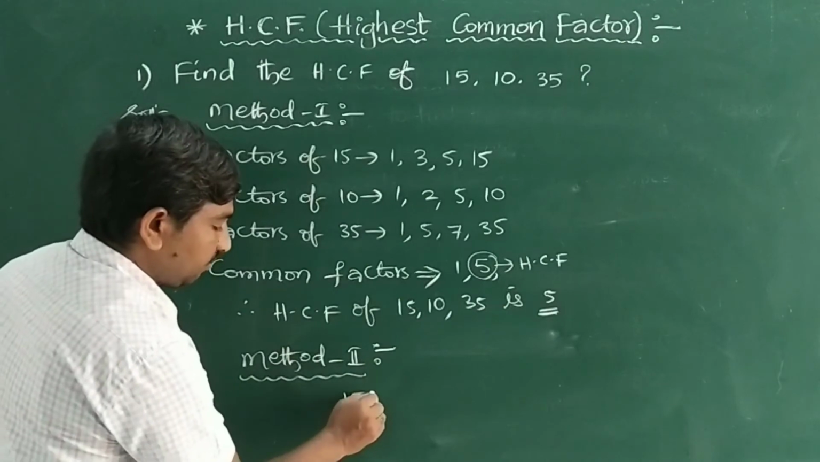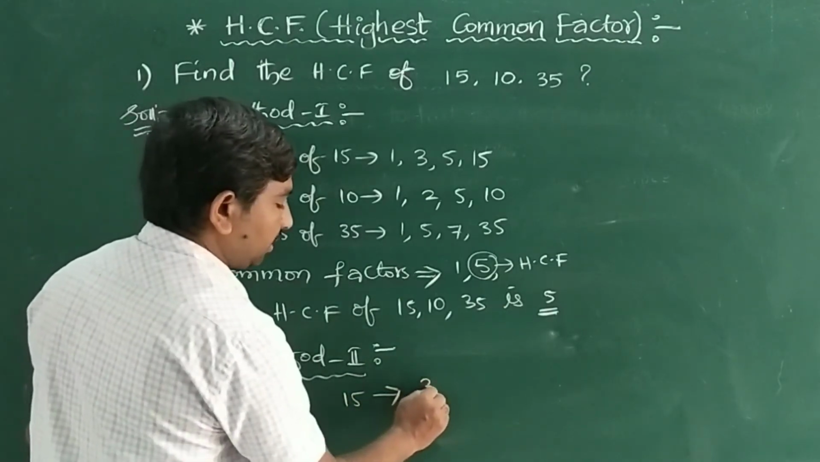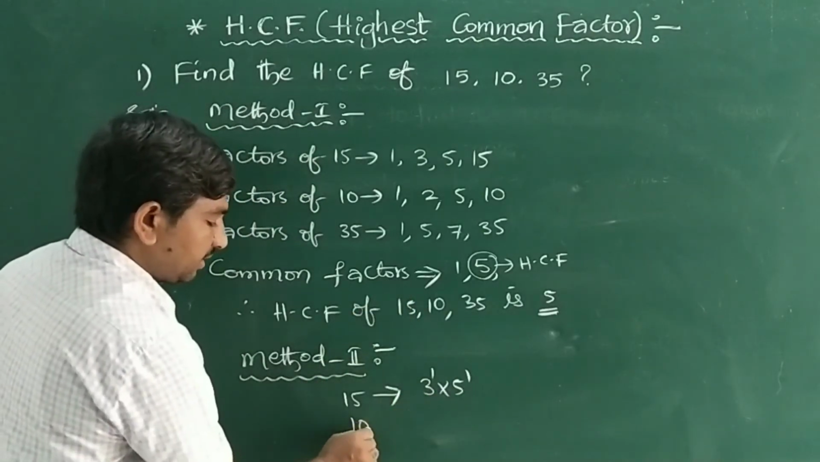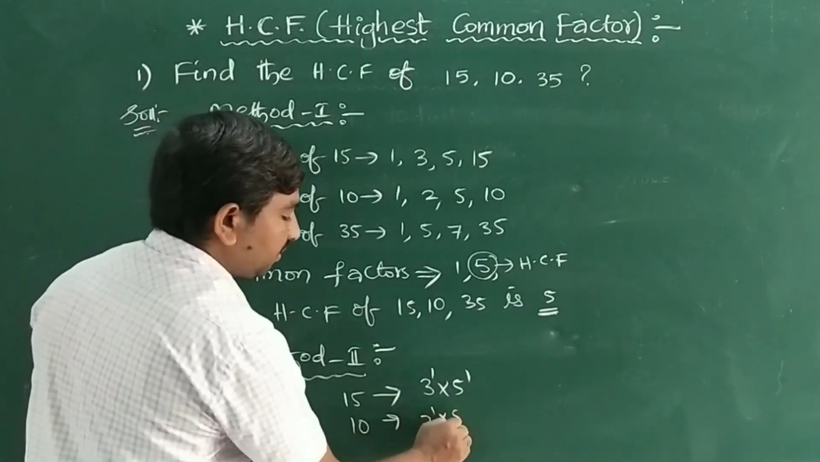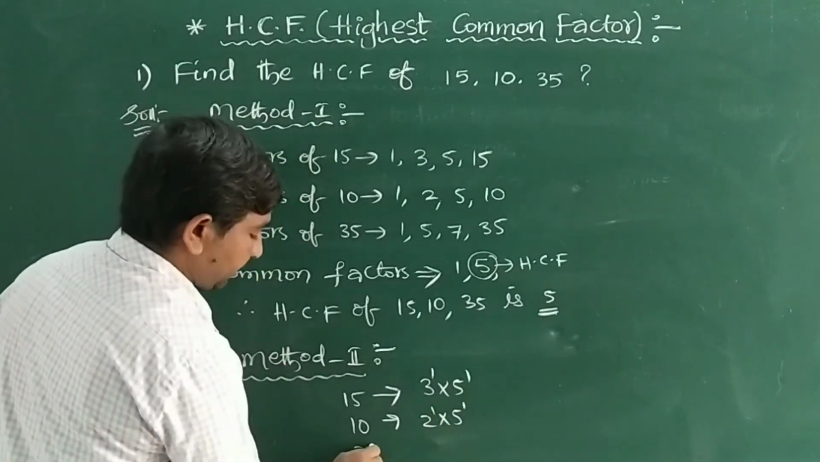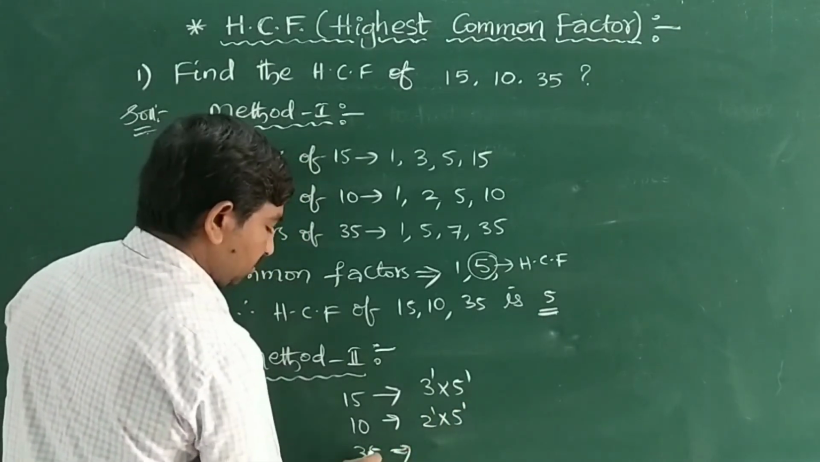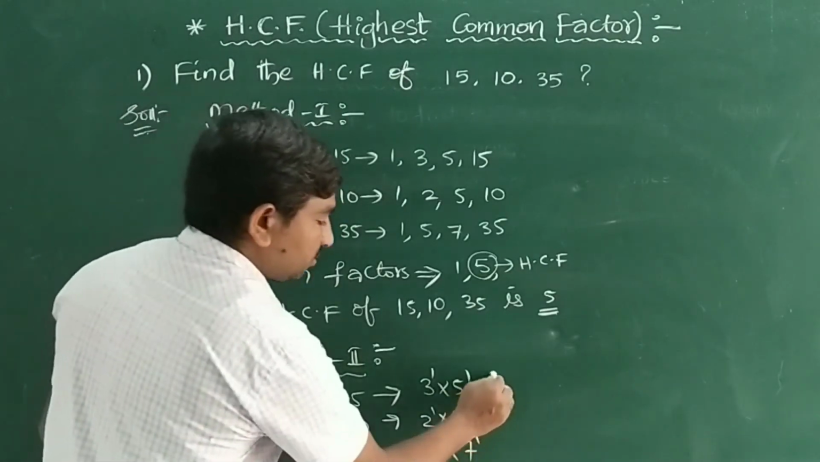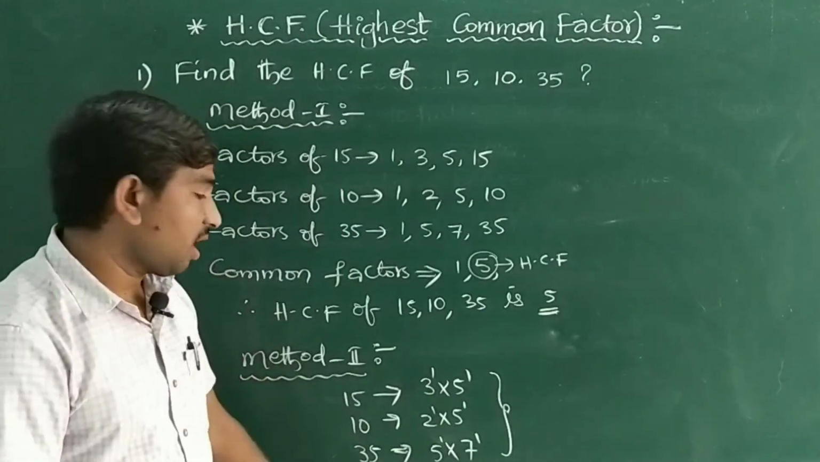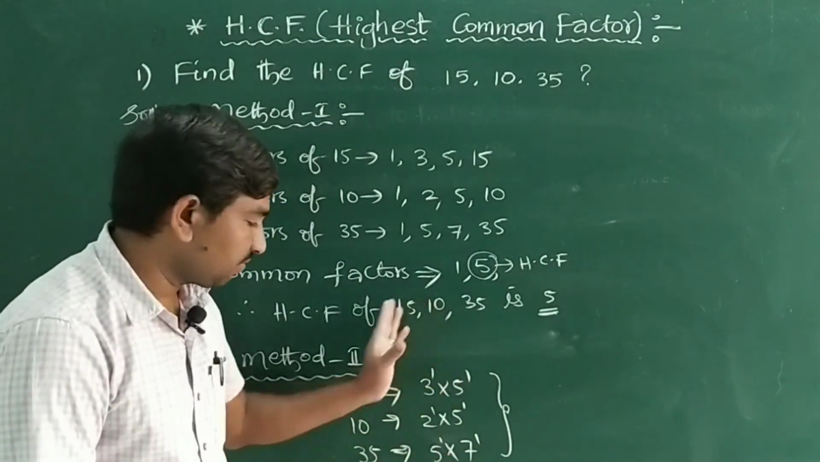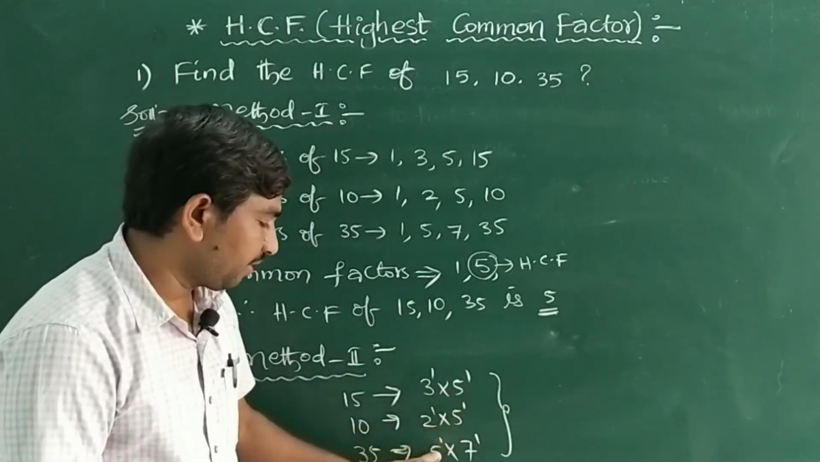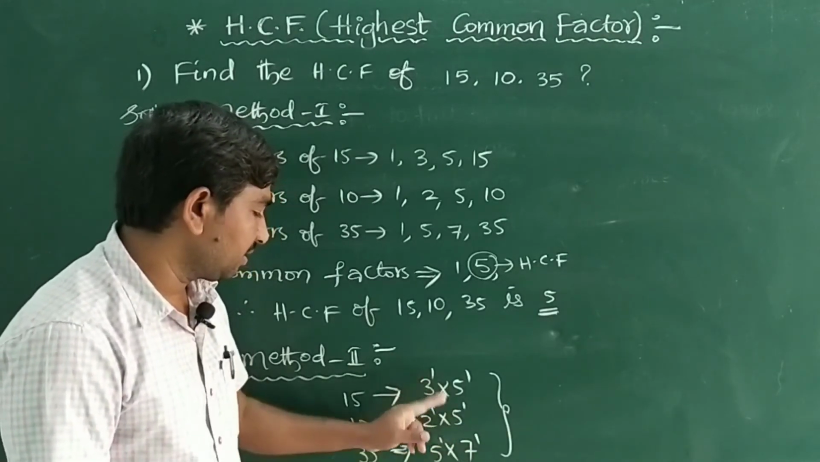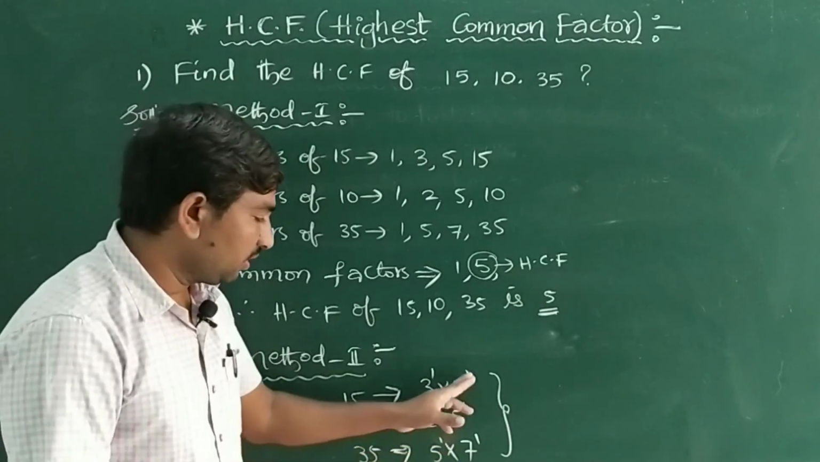So 15 we can write as 3 power 1 into 5 power 1. 3 fives are 15, prime numbers only. Next 10 can be written as 2 power 1 into 5 power 1, and next 35 can be written as 5 power 1 into 7 power 1. Now write the common factor only. Which one is common from all these? 5, 5, 5. 3 is not there in 10 and 35, 7 is not there in the remaining two numbers, and 2 is not there.